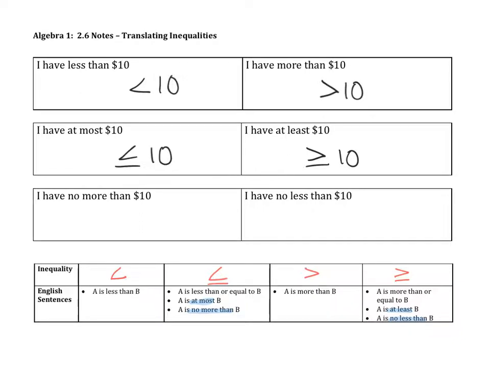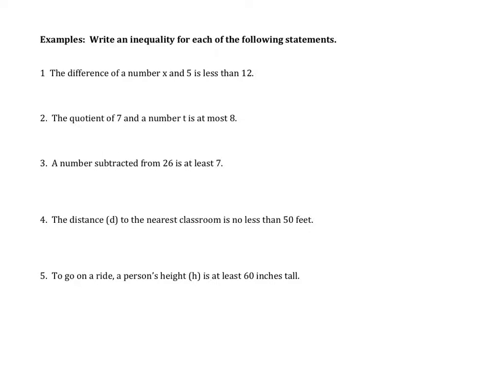And then when it says no more than $10, that one is also going to be the less than or equal to symbol, because I cannot exceed $10, but I can have it. And no less than $10 is also going to be the greater than or equal to symbol, because I can have at least $10, but I can't go less than that. Okay, so that is all the symbols and their meanings, and the words that go along with them. So in our next set of examples, let's look at the keywords that we've learned about in translating and write an inequality statement for each of these, okay?